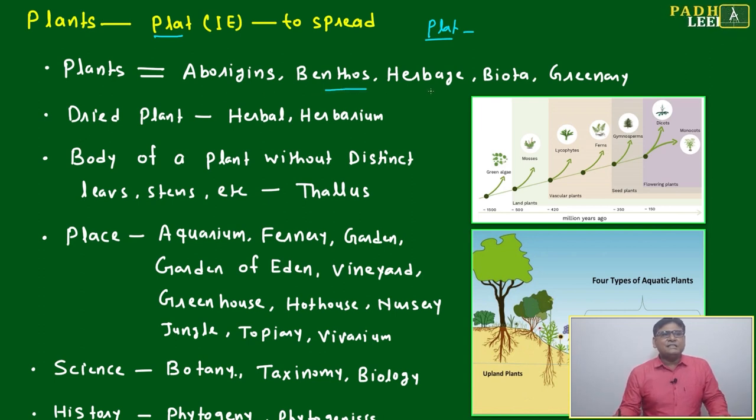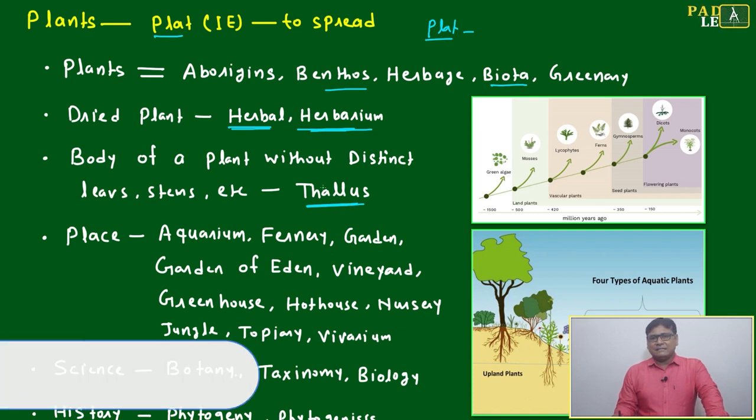Plants, we can say aborigines. These all are different names. Biota, greenery. After then, dried plant. If a plant is just dried and kept for a certain purpose, that is called herbal. And wherever we are keeping all these dried plants, that place, or that building, is called herbarium.